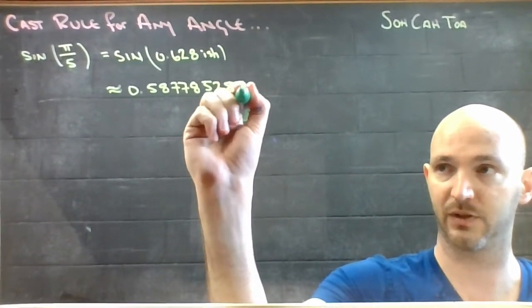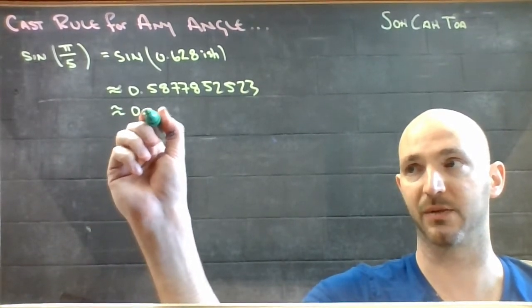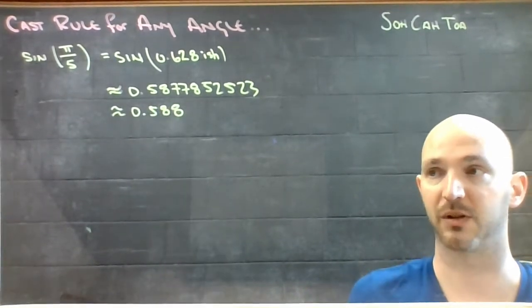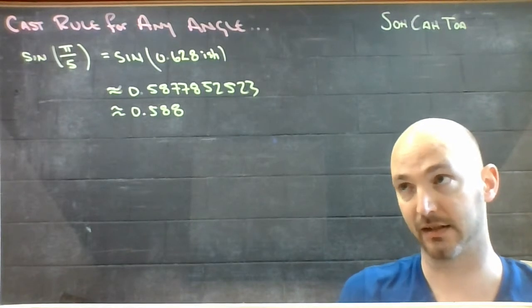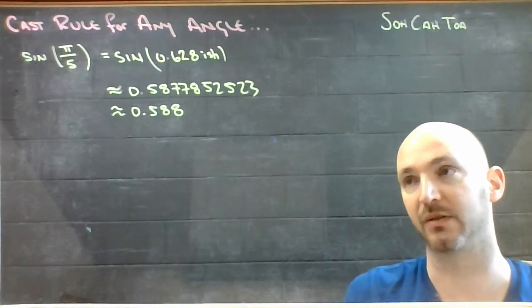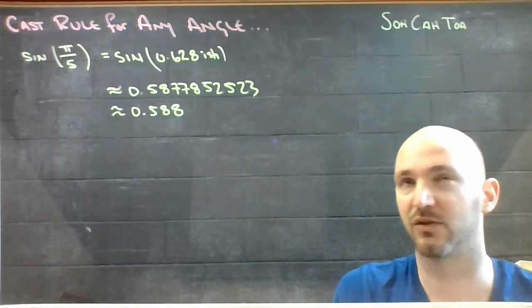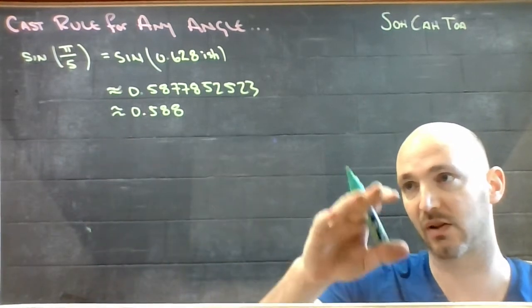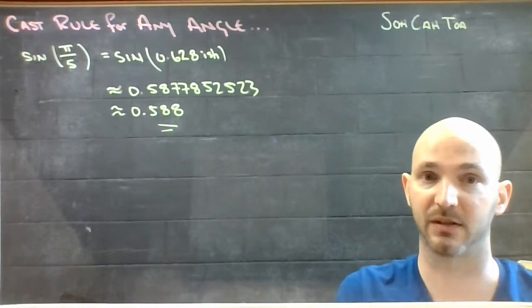Since I've already approximated, I might as well round this to a certain number. So the answer to this is 0.588. Now it's not 0.588 radians, it's just the sine ratio. It's like when you typed in sine 28, and 28 wasn't a nice special triangle answer, so sine gives you this horrible non-repeating decimal. So that's really all we're after.